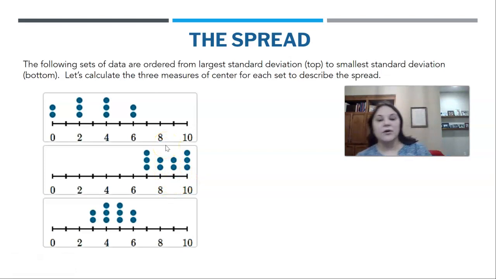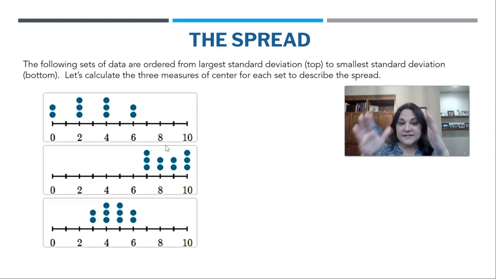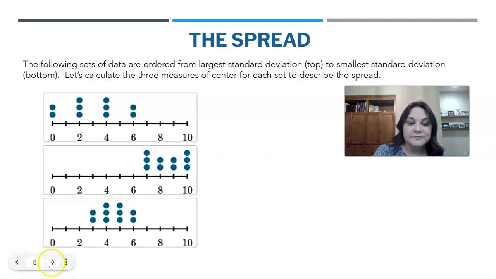So these sets are ordered from the greatest standard deviation to the least standard deviation, and hopefully you can visually see that the top set of data is more spread out. The second set of data is pretty clustered, but the higher values are at the end. And when you look at the third set of data, it's getting closer to this symmetric, but with a peak in the middle kind of data.